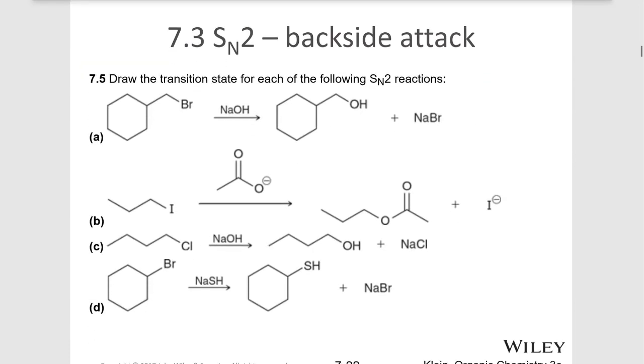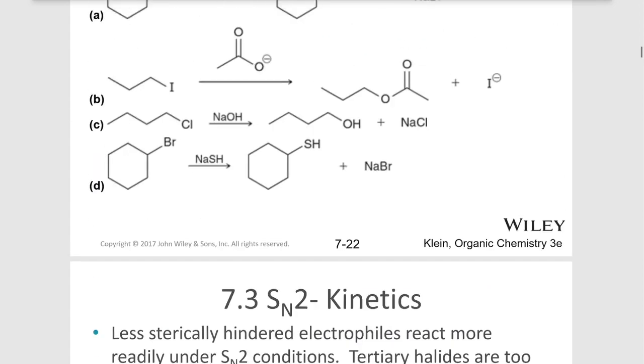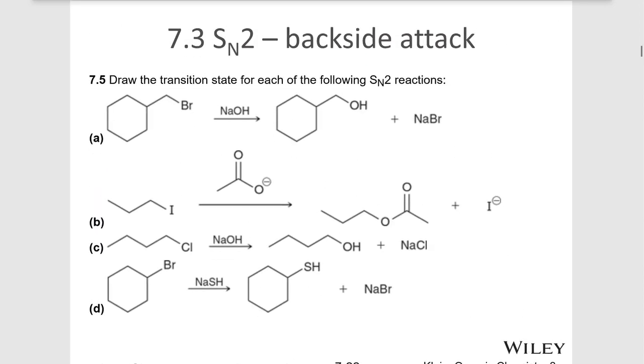All right, so here now we're going to practice. Draw the transition state for each of the following SN2 reactions. So in addition to drawing the transition state for these reactions, why don't we also draw the reaction itself? Now we already have the product here, but let's just go ahead and look at what's happening so that we fully understand. In this reaction A, we've got hydroxide as our nucleophile.